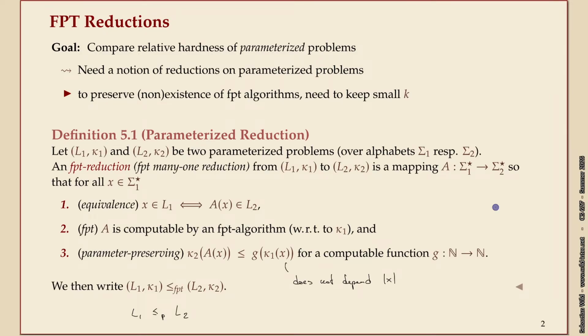First of all, we had parameterized reductions. That's useful. This is going to stay. So it's a reduction where we transform one problem into another so that a yes instance of one problem becomes a yes instance of the other problem and vice versa. The transformation is computable with an FPT running time with respect to this parameterization of the input problem. And then it has to be parameter preserving, which means the parameter of the output that we generate is bounded by a function of the parameter of the input and not depending on the input size. Then we write this less or equal FPT to indicate that this L2 kappa 2 is in a sense harder than the other one, where harder means any FPT algorithm for the harder problem implies one for the easier problem.